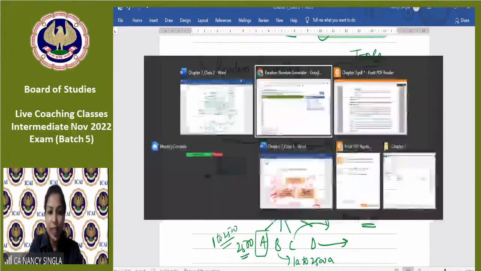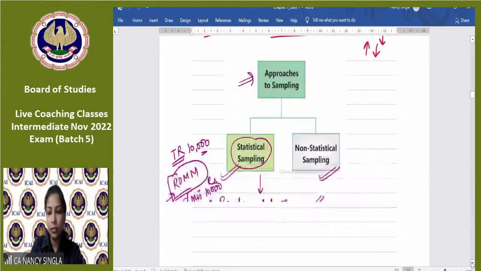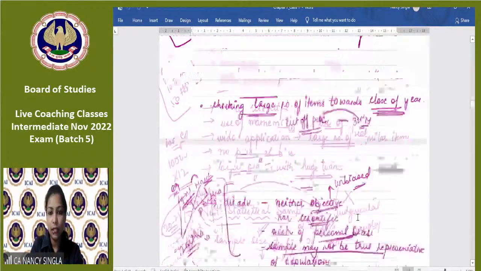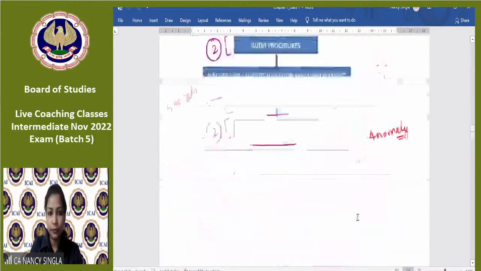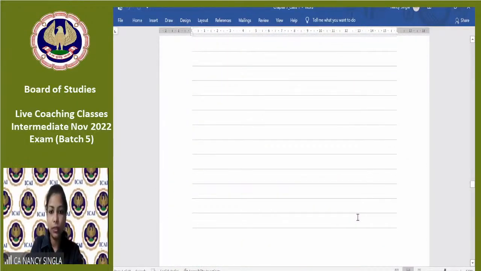Stratified. Let us have a look at the example for stratification. Just a minute, for all those who are having doubts from the last session.